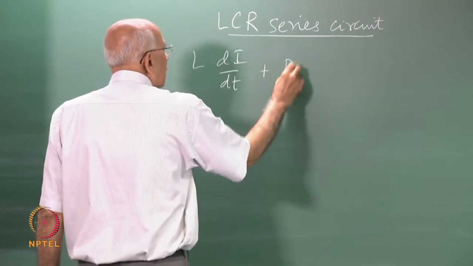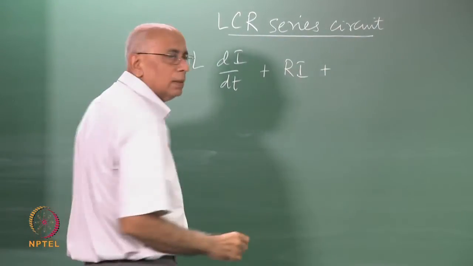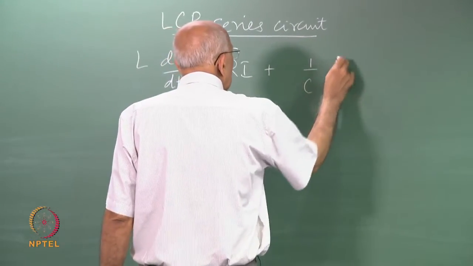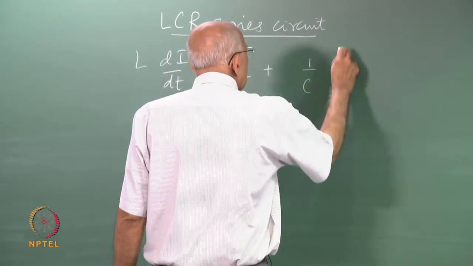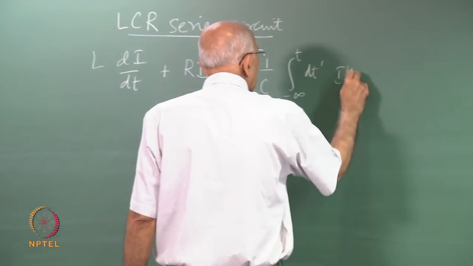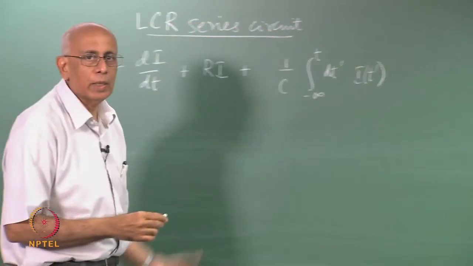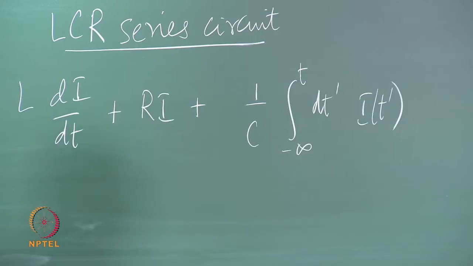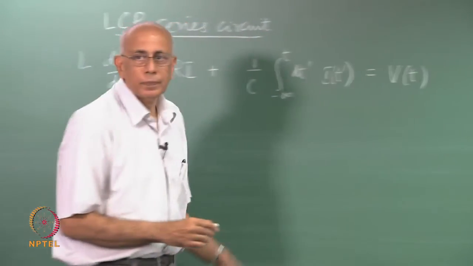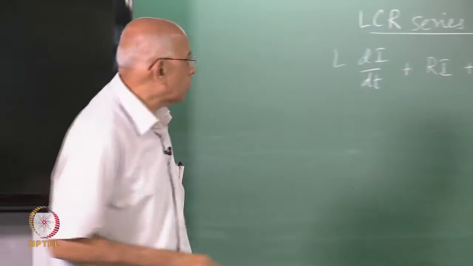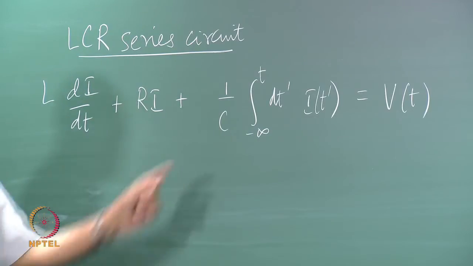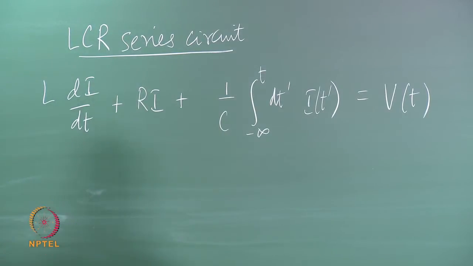this plus R times I plus the capacitance part, and that is the charge. So it is 1 over C, an integral from minus infinity to t dt prime I of t prime. That is the total charge accumulated in the capacitor until time t. This is equal to your applied voltage V of t in the standard notation. So you have an inductance, a resistance and a capacitance, and they are in series. So that is equal to the applied voltage on the right hand side.